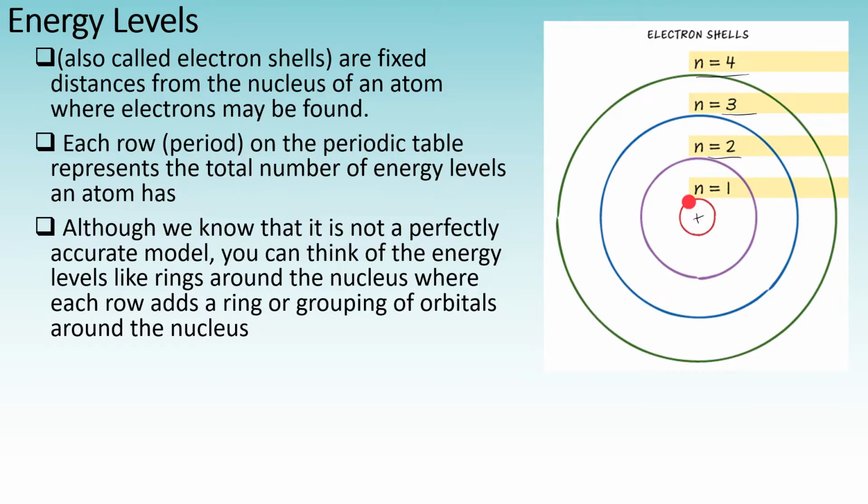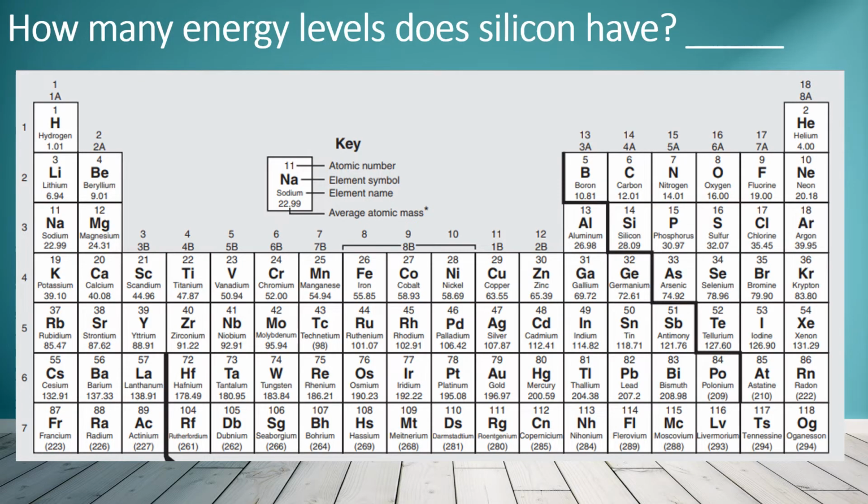So each of those is called an energy level. We can also call it an electron shell. And that is the first way we divide the electrons in our atoms. Those rings or energy levels will hold only a certain number of electrons each. So let's practice a few of our atoms and identifying the number of energy levels they have.